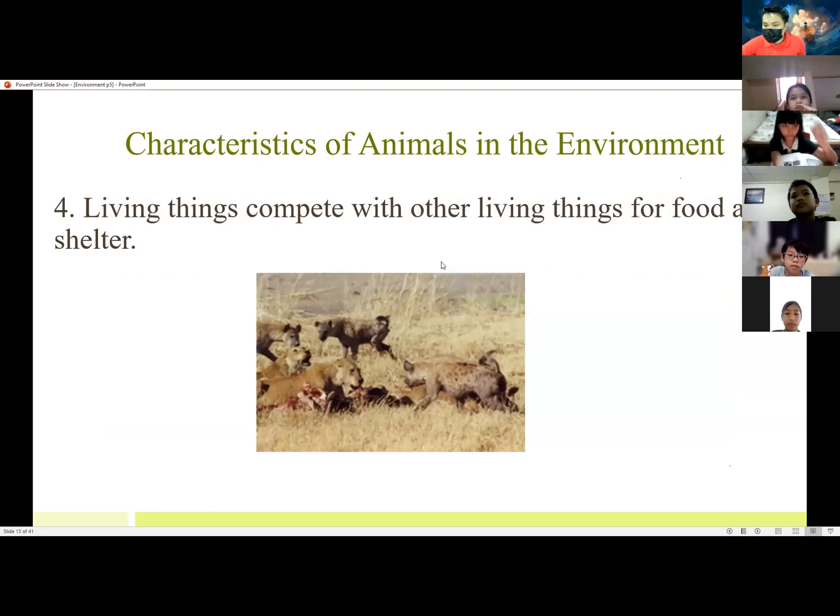Number 4, who wants to read? Living things compete with other living things for food and shelter. Okay, just like here in this picture, it has the lion, the hyena, and a dead animal, right? So the lions and hyenas are competing or fighting with each other for them to live, to get the food and shelter.